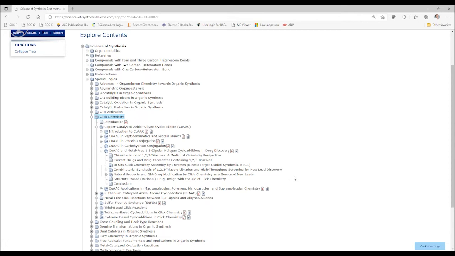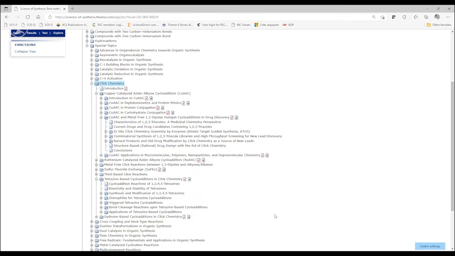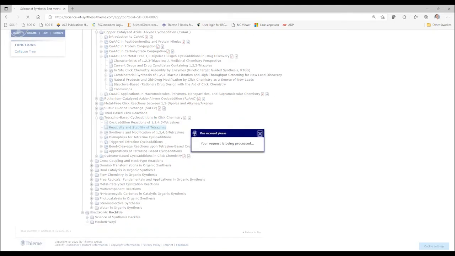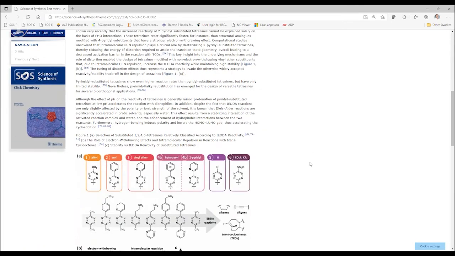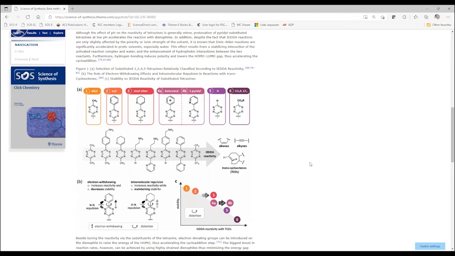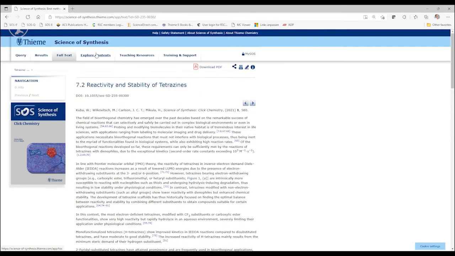The reference library topics are also mainly focused on synthesis, but not exclusively. They give a lot of background and introductory information on principles and practices. For example, if I just go into the tetrazine section from Professor Mikula here, there's lots of information on the reactivity and stability of the tetrazines, like he showed before in his talk.